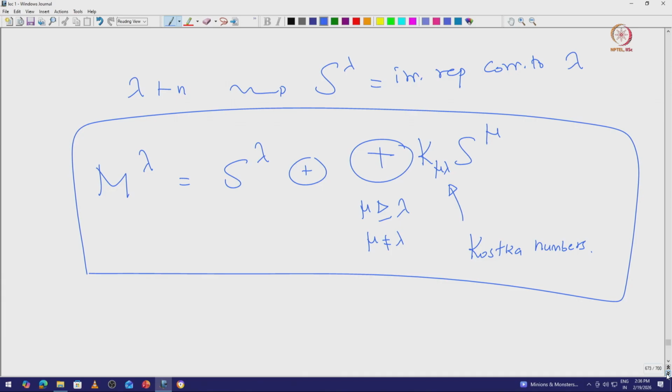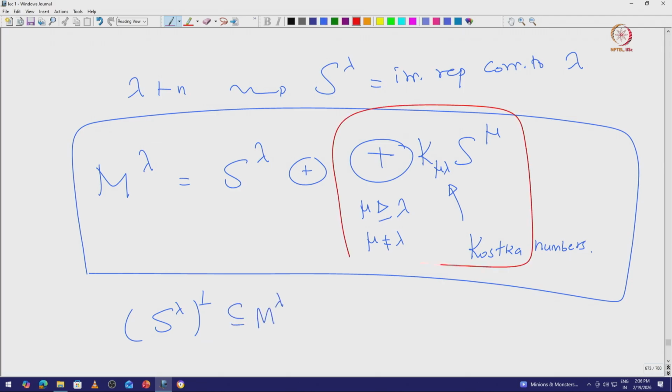So, how do we actually do this? If you just assume this, then you can see that this S lambda perp inside this M lambda should correspond to this part. So, that means to get this S lambda, somehow we take all possible copies of S mu where mu is not equal to lambda, and then slice them off, and then we get this S lambda. Okay. But instead of doing all those things, we straight away give the definition and then prove that this is what happens indeed inside M lambda.